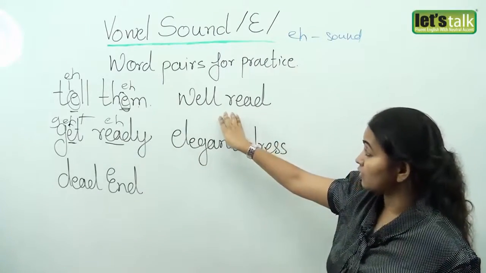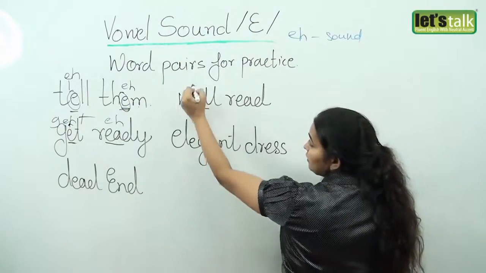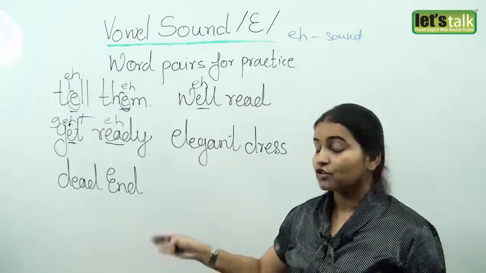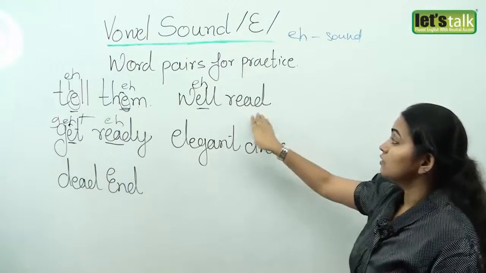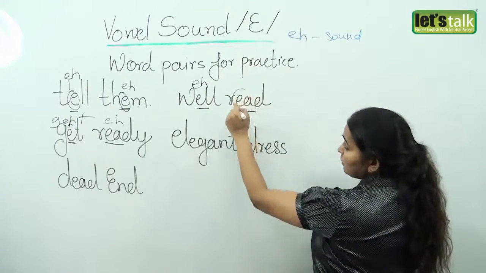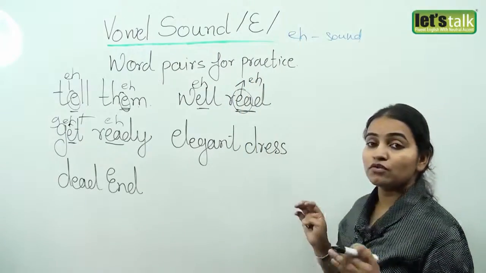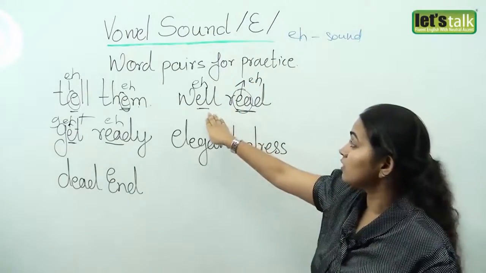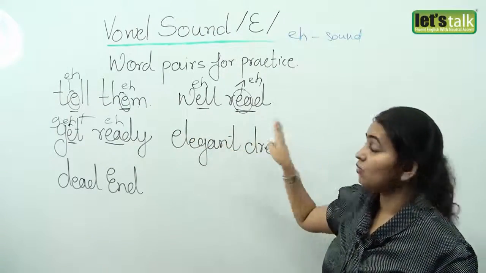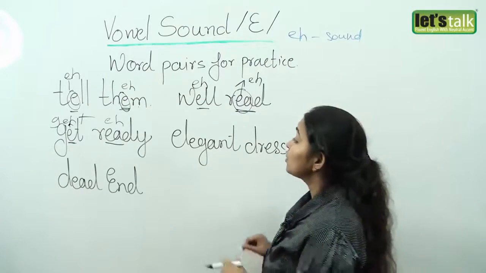The next pair of words, well, read. So the E again produces the EH sound, so it is a well. So it's a well. The read, again giving me the EA, which produces the eh sound, so it is a read. Well read. Well read. Both of them have the eh sound.